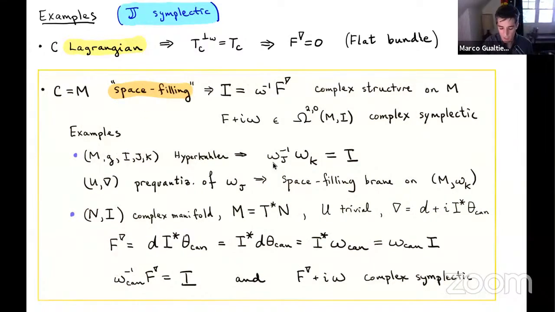And in that case, what happens? It's that omega inverse with the curvature, there is no reduction to a submanifold. The reduction is the whole space. And so F, the curvature of the line bundle, must be non-degenerate. This combination defines a complex structure on the manifold. And then this combination of F plus I omega must be a complex symplectic form on this complex manifold. So your symplectic manifold actually becomes the imaginary part of a holomorphic symplectic structure on the same manifold. That means that in order to have a space-filling brane, your manifold has to be 4k dimensional to start with, and it has to admit a complex structure and a complex symplectic structure.